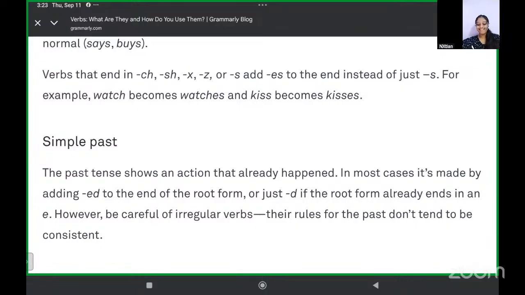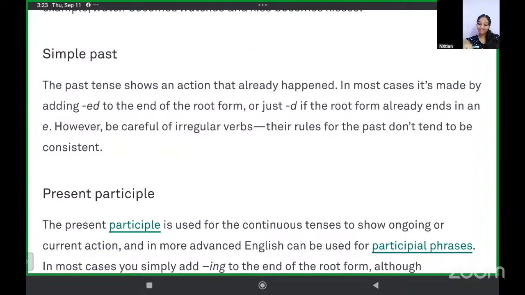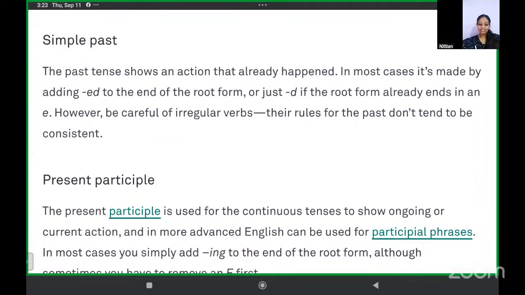Okay, so box becomes boxes, and buzz becomes buzzes. We just don't use buzzes, we just use buzz mostly.